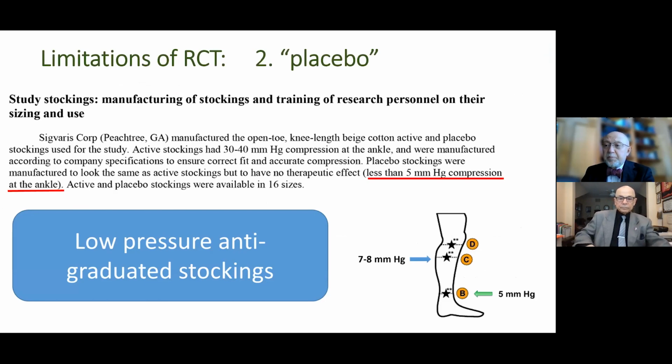In that trial, compression stockings labeled as having 30 to 40 millimeters mercury pressure were compared to so-called placebo stockings. Please note that the pressure was not measured in any of the patients, and the label of 30 to 40 millimeters mercury applies to a single point, B1, when stockings were tested on a dummy, not on a real patient's leg. The tested pressure of placebo stockings were 5 millimeters mercury at the ankle and 8 millimeters mercury in the upper calf. In fact, this placebo was anti-graduated low-pressure stockings.